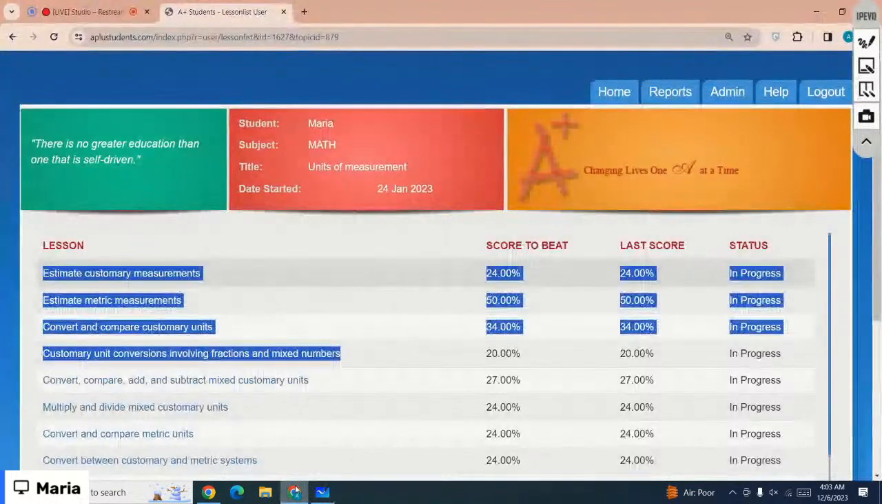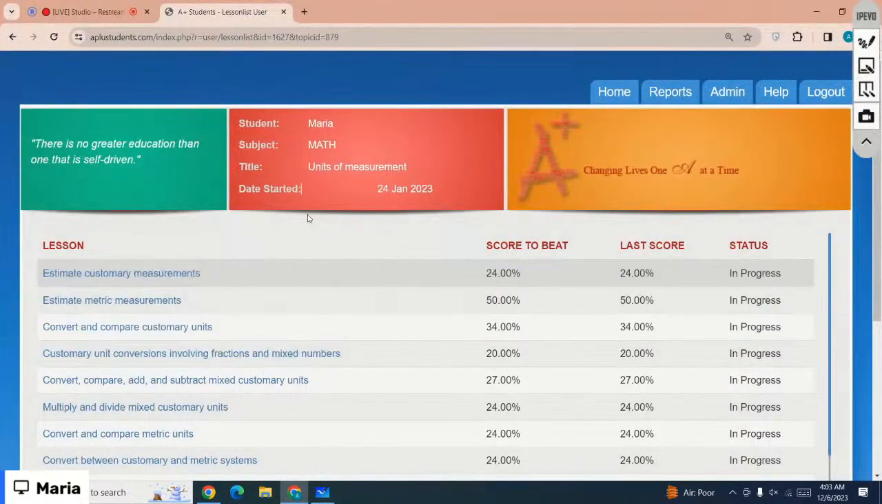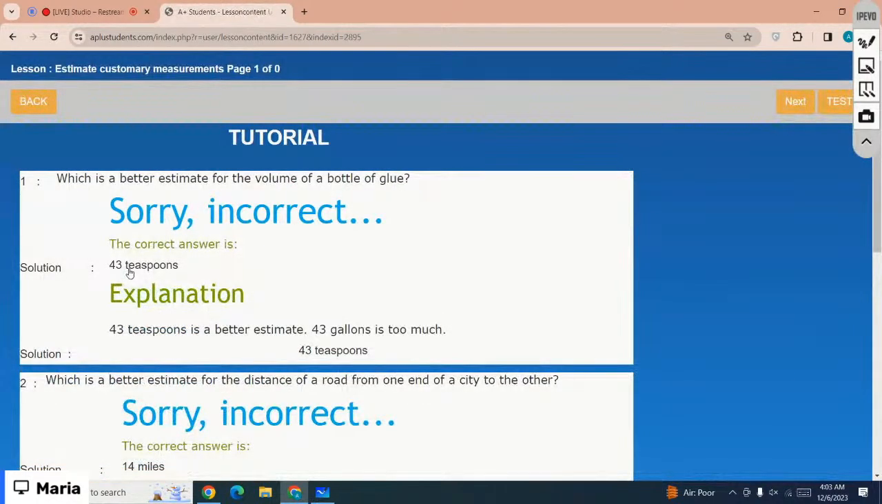So here I am on grade 6 math. The chapter we are going to start today is unit of measurement, and then we're going to start with the first lesson, that is estimate customary units. So let's just start with the lesson, which is a better estimate for the volume of a bottle of glue.